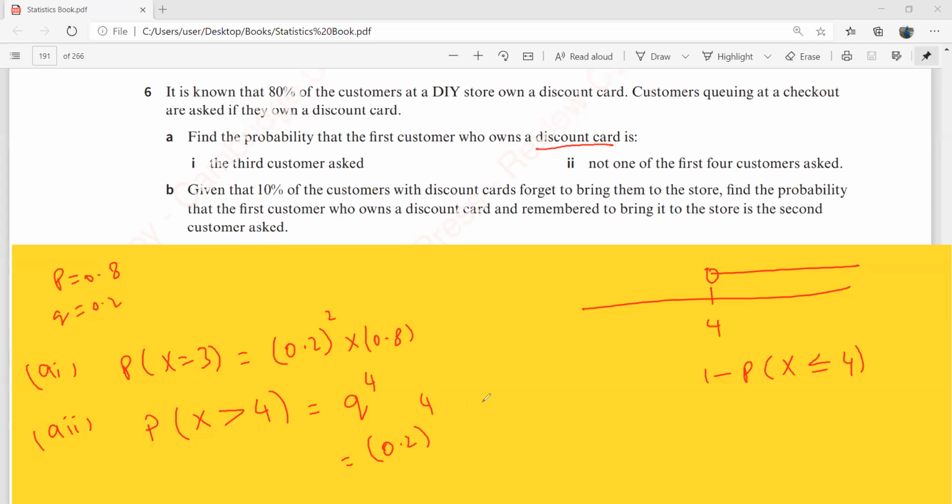Any problem up to this, beta? क्यों भाई? हेलो? सर हम 1 से सब्ट्रैक्ट नहीं करेंगे 0.